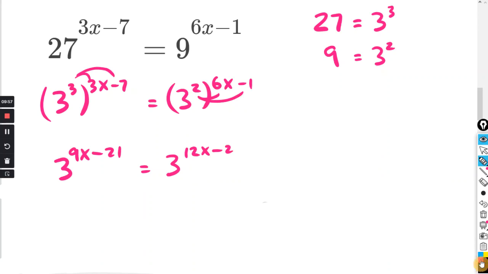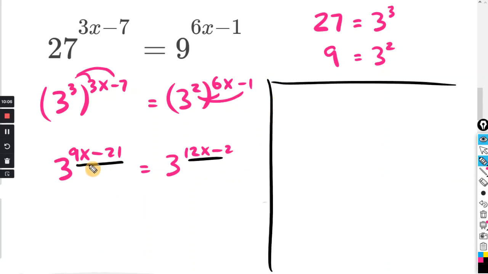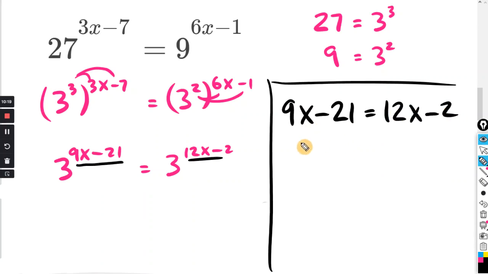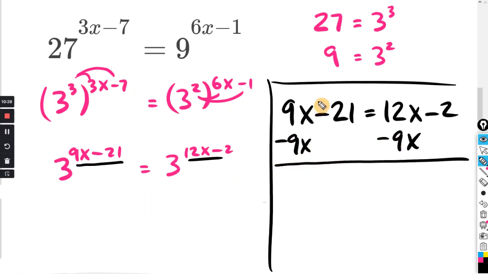And now we're in business. The 3's match. So just equate the exponents. Okay, let's see, I'll do it right here. 9x minus 21 equals 12x minus 2. Okay, I'd rather subtract the smaller x. So I'm going to subtract the 9x from both sides. And right here it's gone.